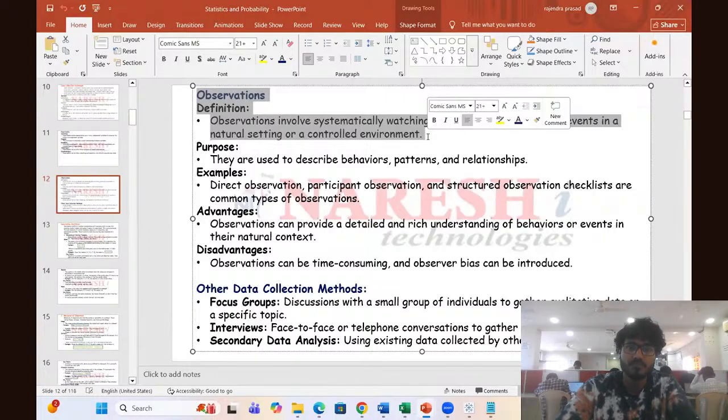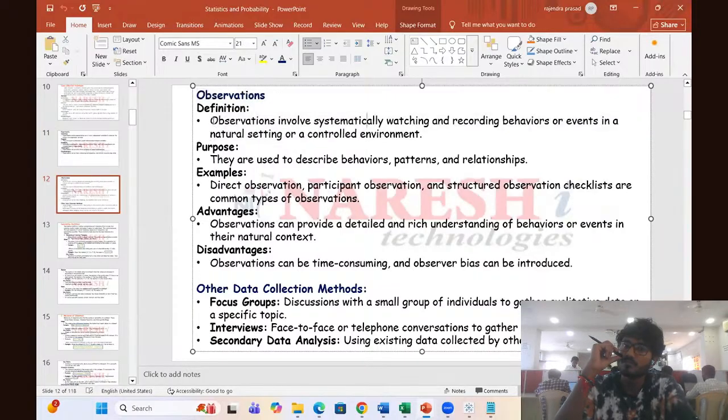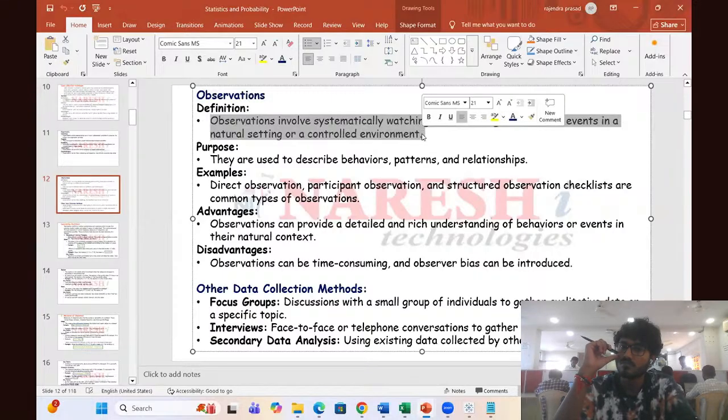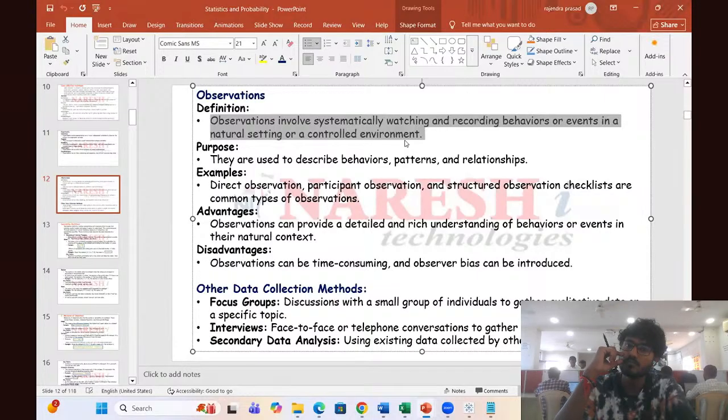And see the weather report. Everybody uses it. If you observe the weather and it seems like raining, you will carry the umbrella. If not, you don't. Yes or no? From the observation, you are getting the data. That is nothing but data collection by using observations. Clear? Observation involves systematically watching and recording behaviors or events in a natural setting or a controlled environment. You are sitting, watching and recording what is happening and why it is happening. The way you are collecting the data is known as observation.